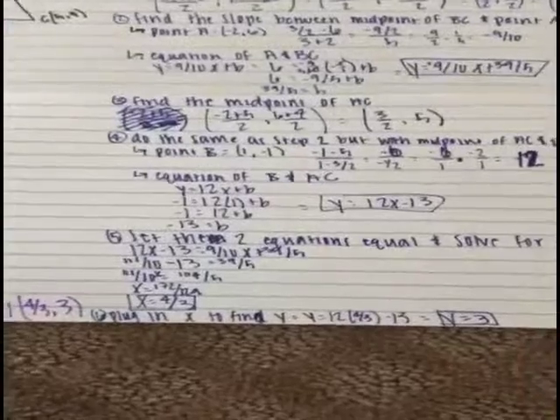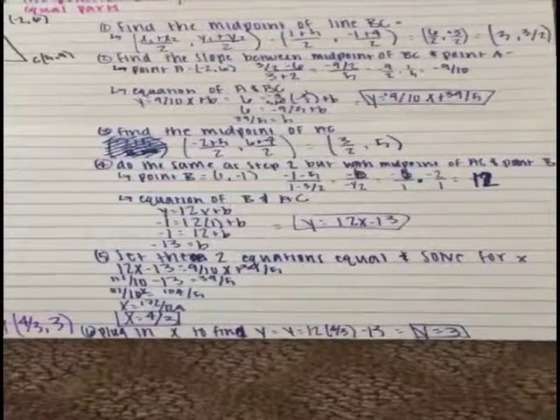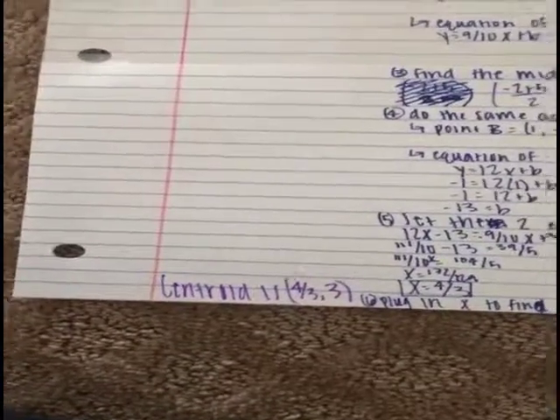You end up getting x equals 4/3. After you find the x, you plug it in to find y, and you end up getting y equals 3. So the final centroid point is 4/3, comma 3.